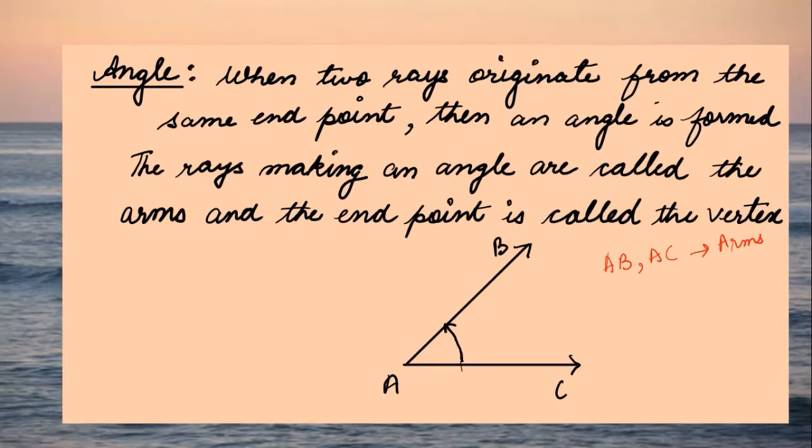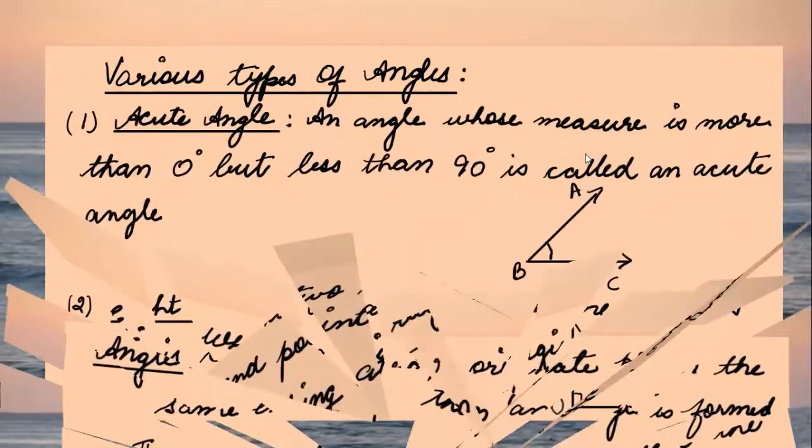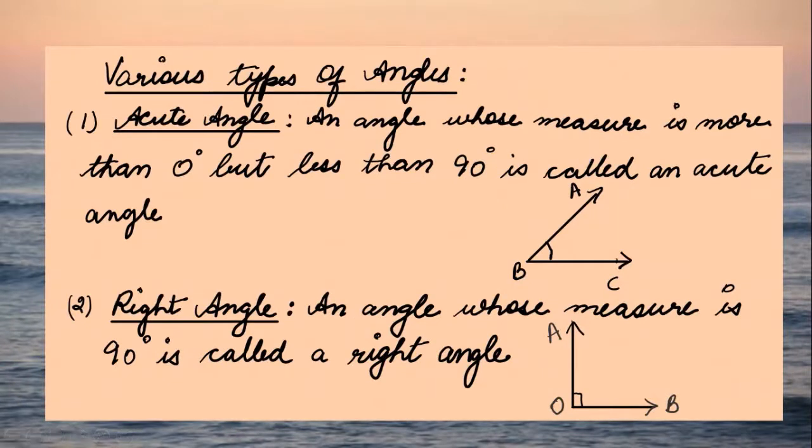And the endpoint is called the vertex. This is your endpoint. This A is known as your vertex. So you can say BAC is an angle. Now after this, we have various types of angles. Now acute angle. What is an acute angle?